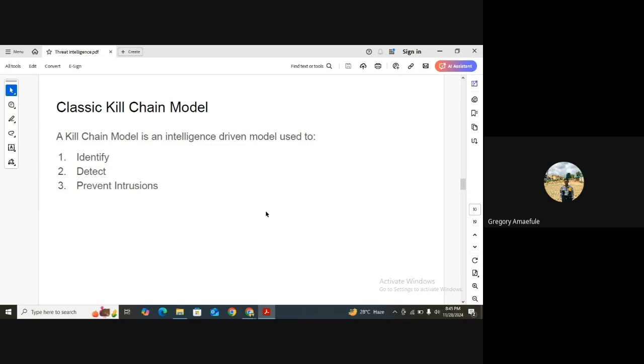So the classic kill chain model. First of all, who can tell me what you guys think a kill chain is? Kill chain basically applies not only to cybersecurity, it also applies to other areas of endeavor. It applies to the military. So hopefully, you can tell us what you understand a kill chain to be.